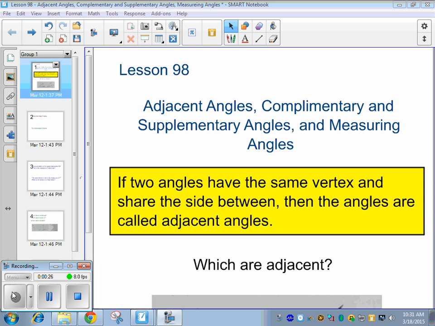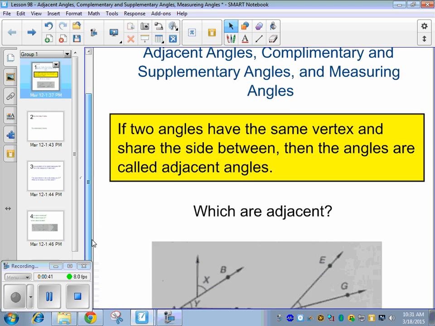Okay, so let's go ahead and write down the definition of adjacent angles. If two angles have the same vertex and share the side between, then the angles are called adjacent angles.